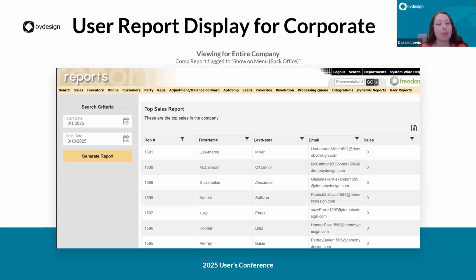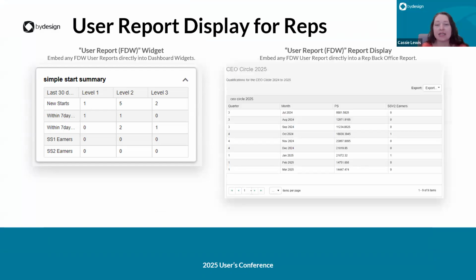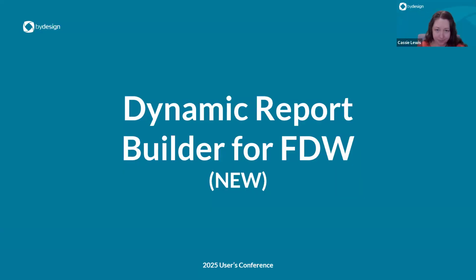So here's a great example of what was built out using the FDW, and can be viewed in the back office in Freedom. You can also build out widgets that you display to your reps. So this simple start summary was built using the FDW. This CEO circle is a full report. So you can make widgets, you can make full reports using the FDW.